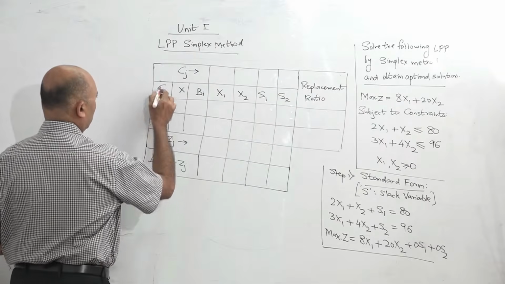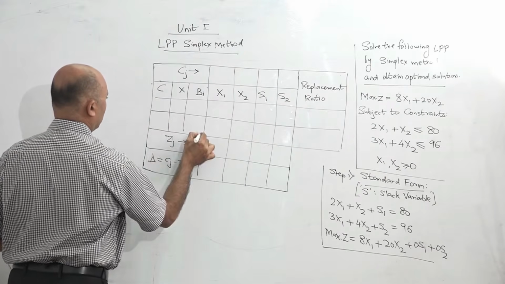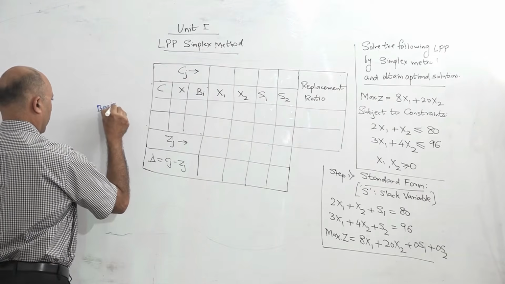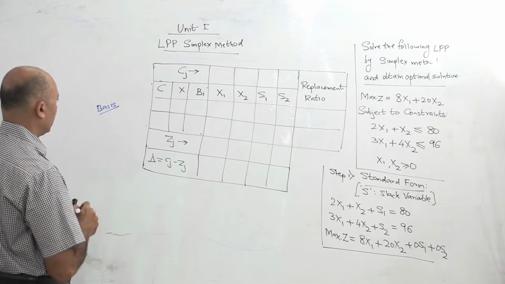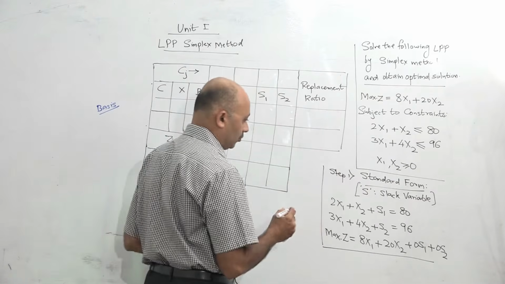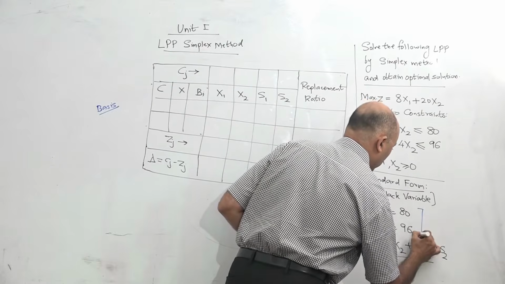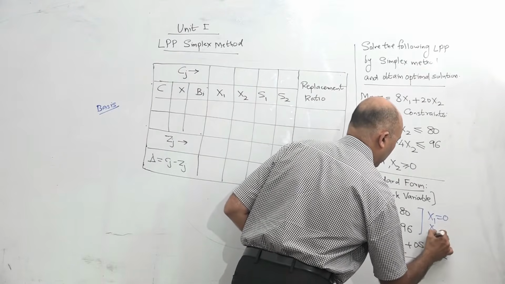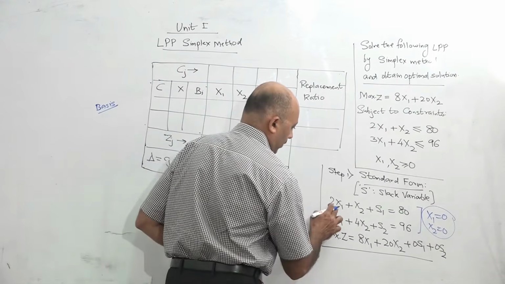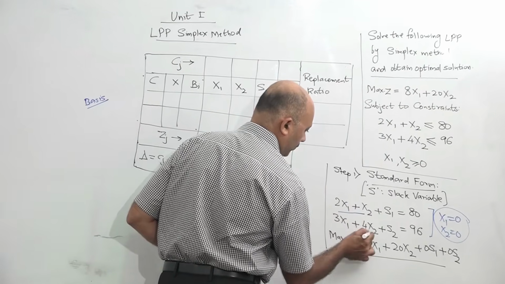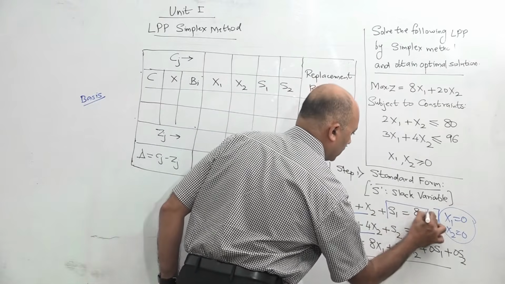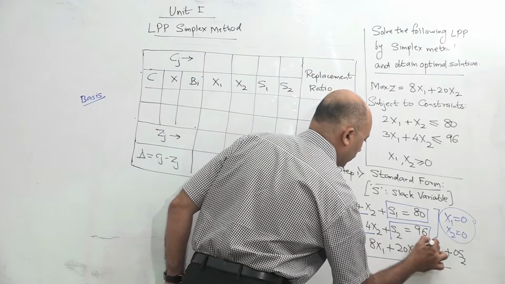Now this part of the table, with C, X and B here, this square, is called the basis. This is the basis of the table, and any simplex table we should start from the basis only. When we start the solution, we assume that in these two constraints the values of x1 and x2 are 0. So this is our starting point. If the values of x1 and x2 are 0, this part becomes 0 and this part also becomes 0, and what remains in the solution is only s1 equal to 80 and s2 equal to 96.